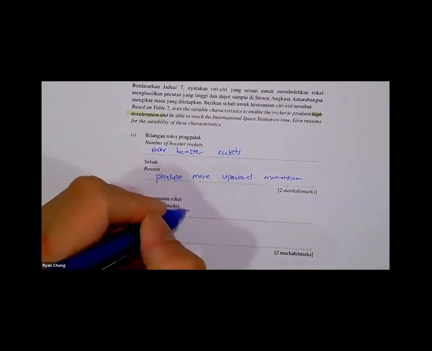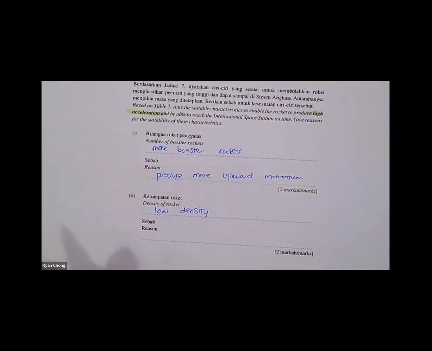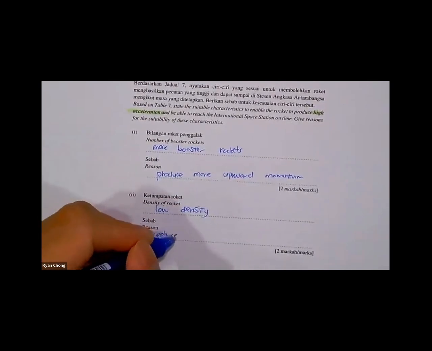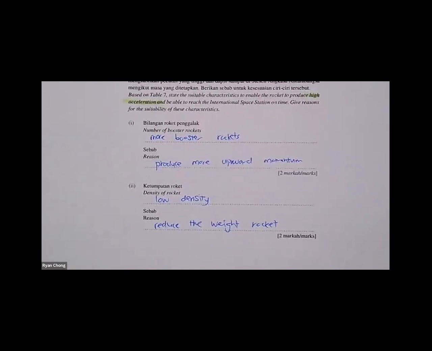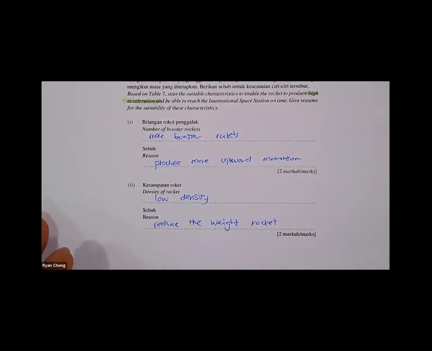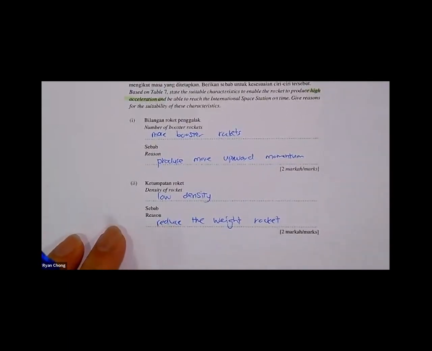Density of the rocket, it will be low density. Don't just say low, say low density. Why? To reduce the weight of rocket. Sometimes students will say, in the exam, when I write point form, my teacher gives me wrong. The reason is because students use too short form. Low density, reduce weight. The weight is not specified for what. That's why you will lose the mark. So we prefer you to write full things: reduce the weight of the rocket. Make your answer perfect so that they will have no chance to minus our marks.